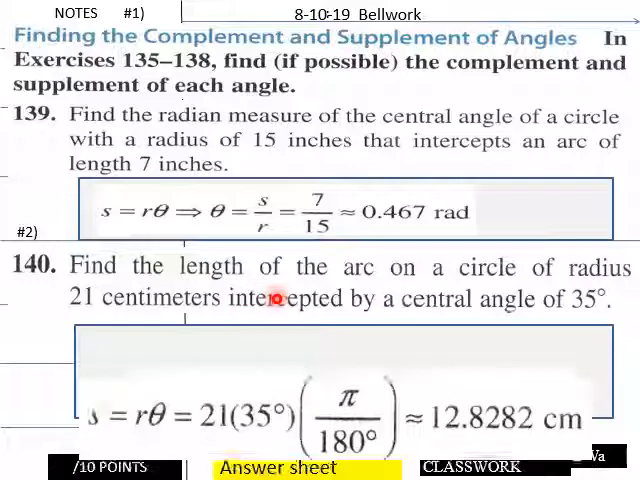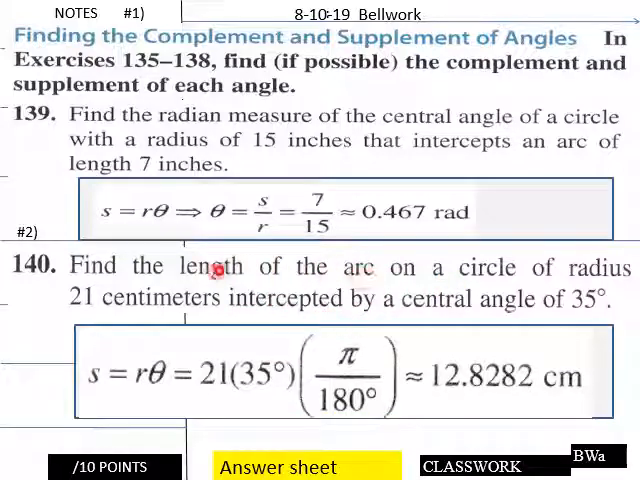And then down here, find the length of the arc on a circle. So S equals R theta equals 21 times 35 degrees times our conversion factor here, pi over 180. When we crank that through, we get 12.828 centimeters for 140.